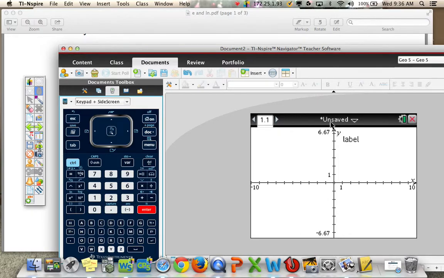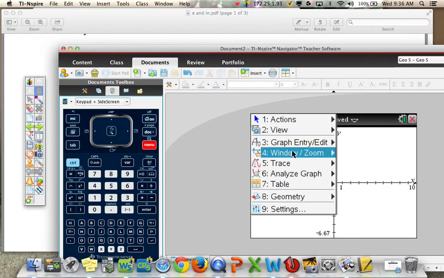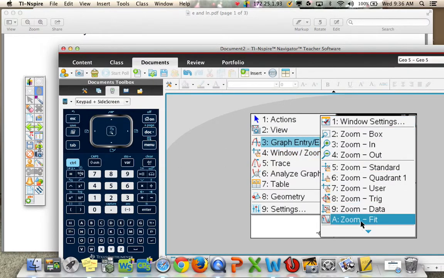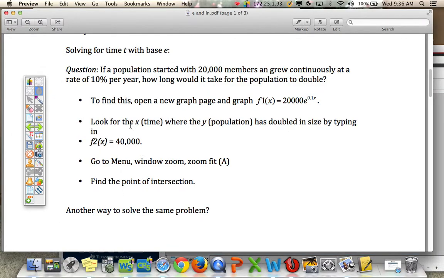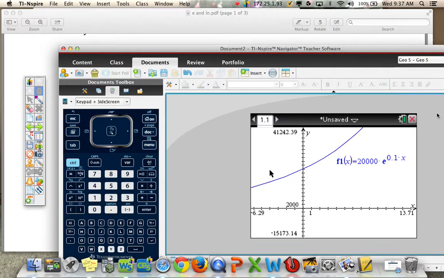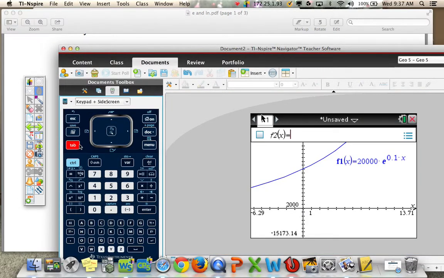So we hit enter, and nothing shows up because our graph should start at 20,000, not 6.67. So if we go to menu, zoom fit, it should pull that in for us. You can see here's that 20,000, it's growing exponentially. There's our function. This says how long would it take for the population to double? So we want to know when the amount, or the y value, equals 40,000. So let's type in that function. If I hit tab, we want to know when y equals 40,000.